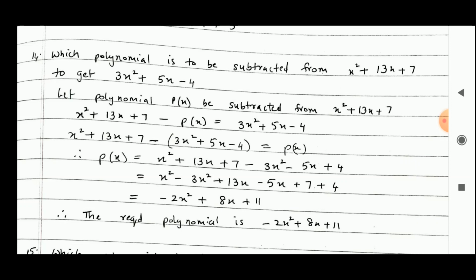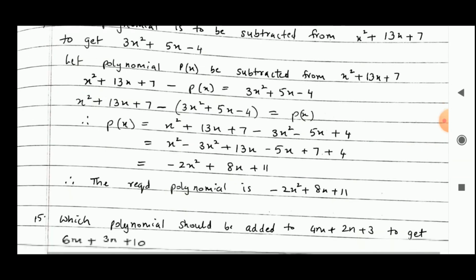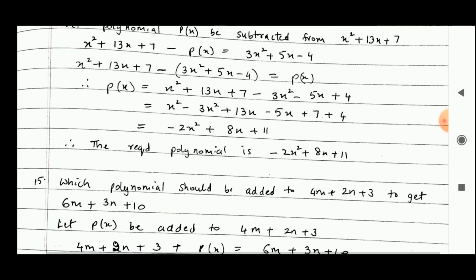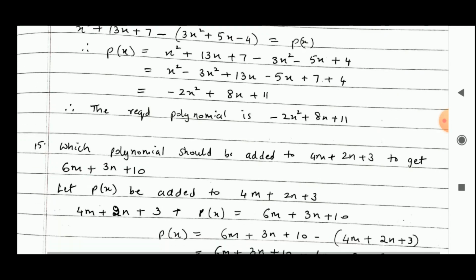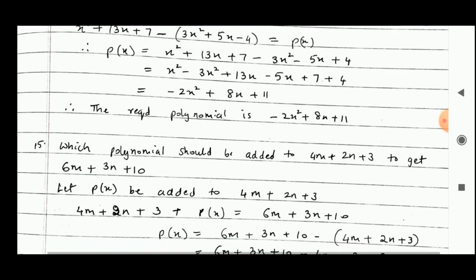So this is x square minus 3x square plus 13x minus 5x plus 7 plus 4. So minus 2x square plus 8x plus 11. So the required polynomial is minus 2x square plus 8x plus 11.